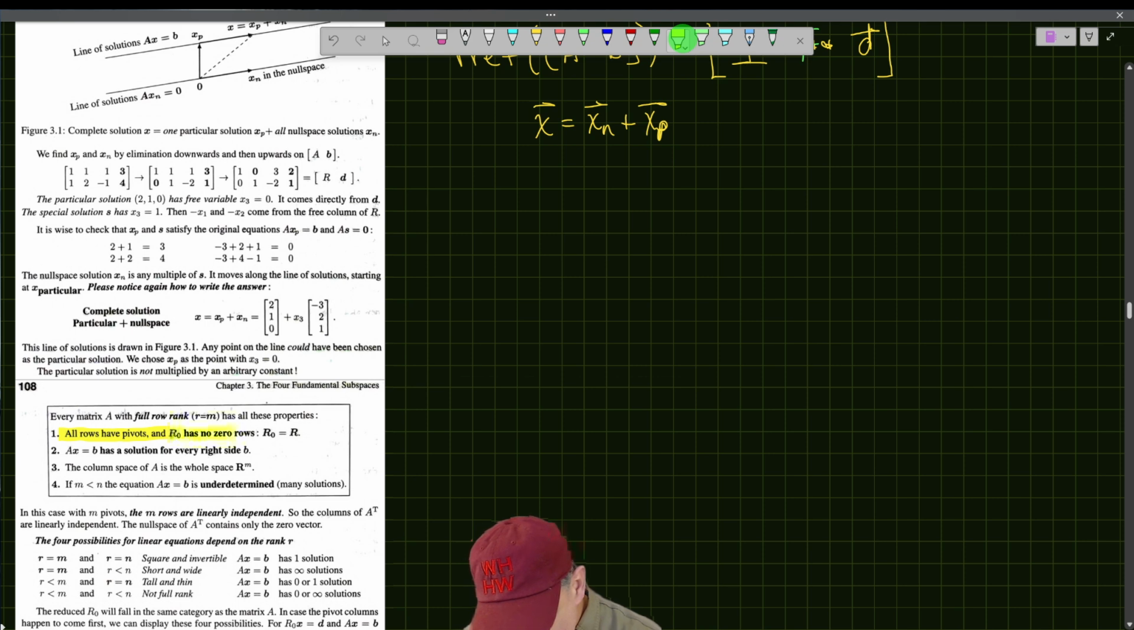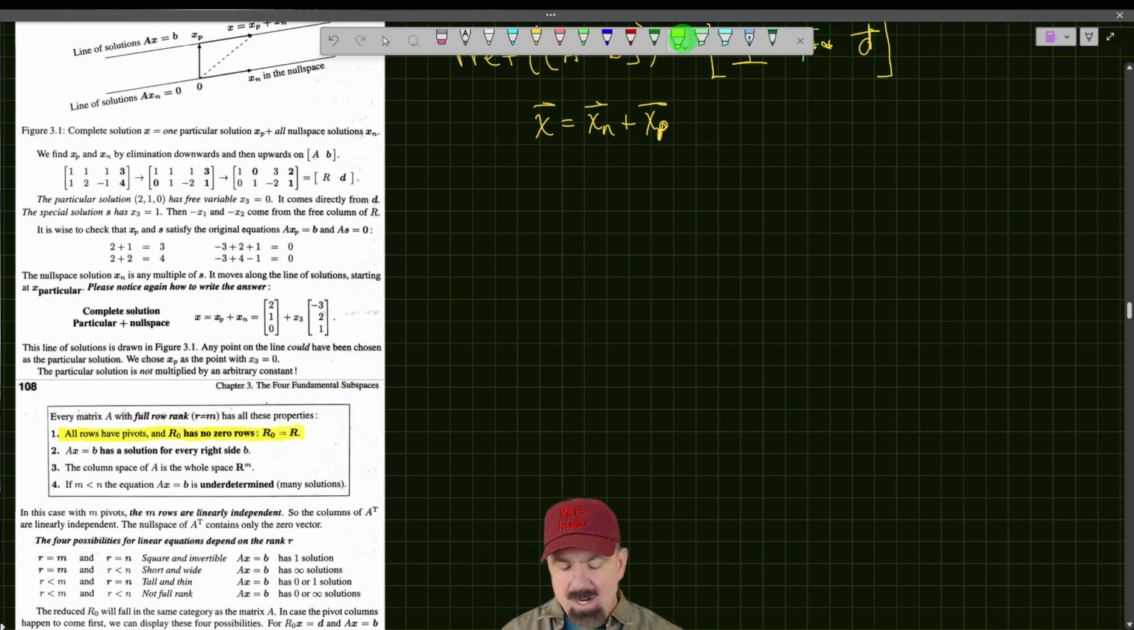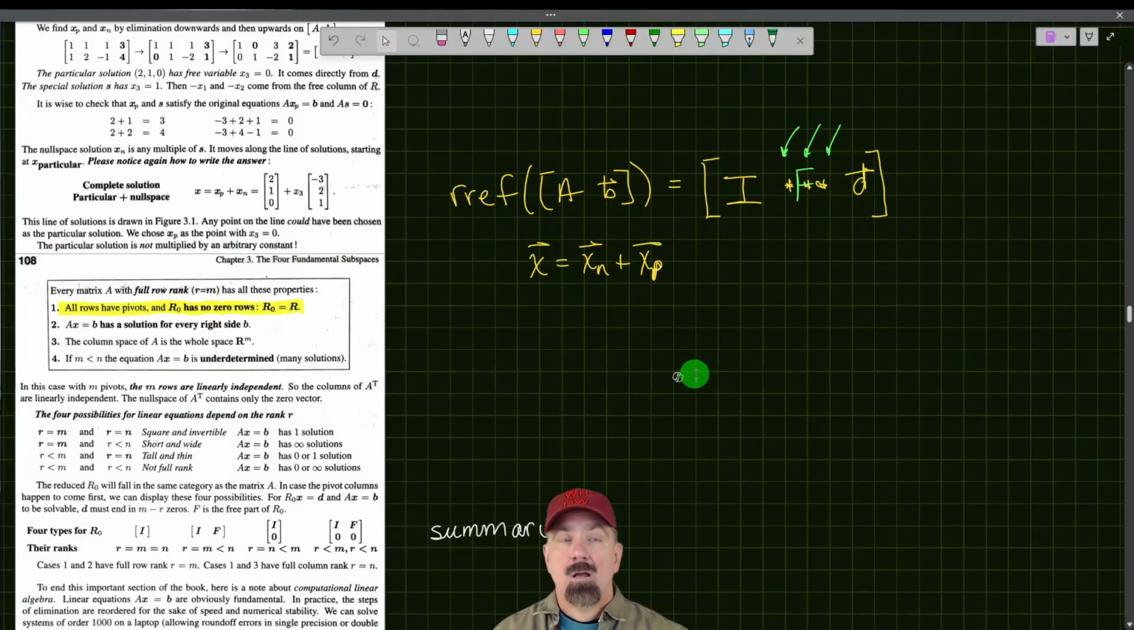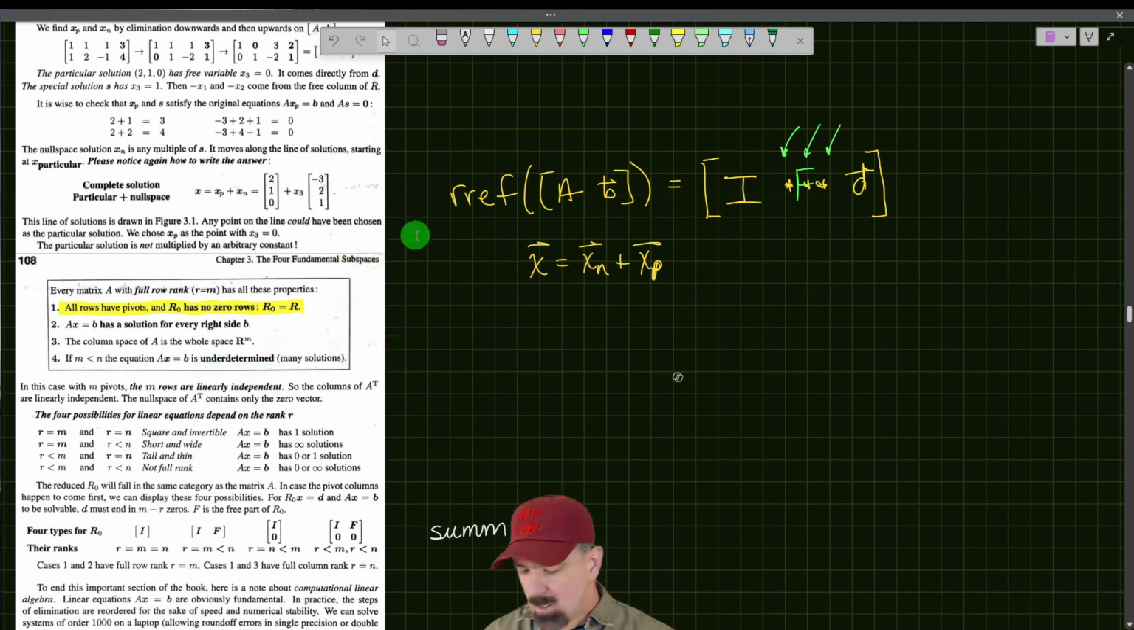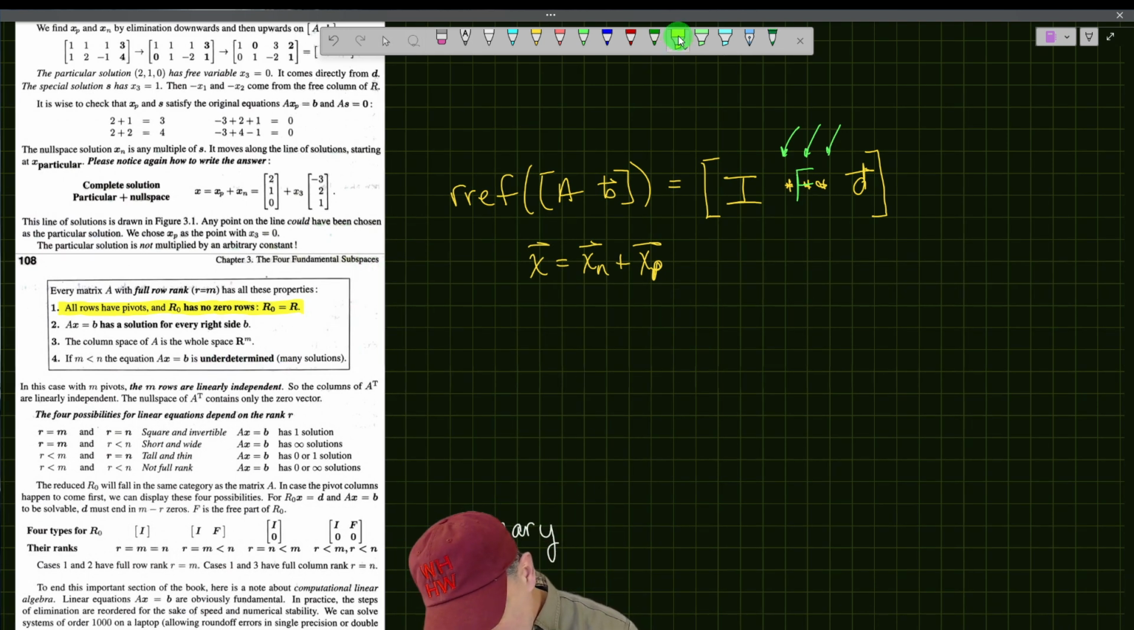All the rows have pivots, so we don't have any zero rows. And we can see that. Let me copy and paste to bring this down so we can see it more easily. So here it's a little easier to see. Every row has a pivot, so there are no zero rows. In the previous situation, we had the possibility for all zero rows or an inconsistent system. Then he continues on. Let's take a look.